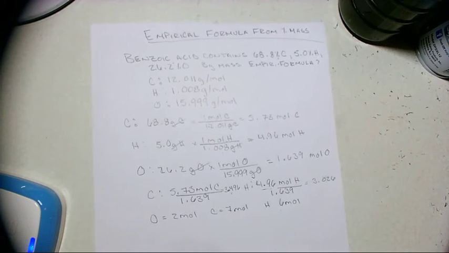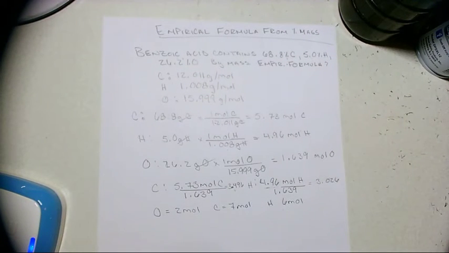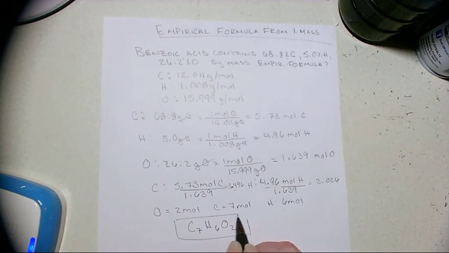Good. So that was a nice little lesson in making sure that what you get out is the same as what you think it should be. So then this equation, we would say for benzoic acid, would be C7H6O2 for the empirical formula. We have not determined if that is the molecular formula.